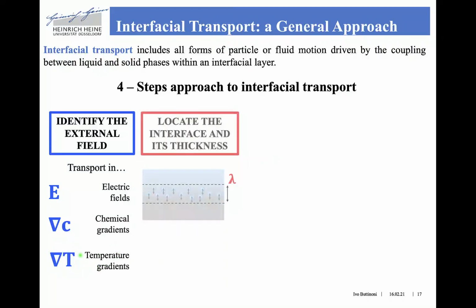The second step consists in locating the interface and its thickness. So it consists in figuring out up to which distance lambda the coupling between the fluid medium and the solid surface is important.